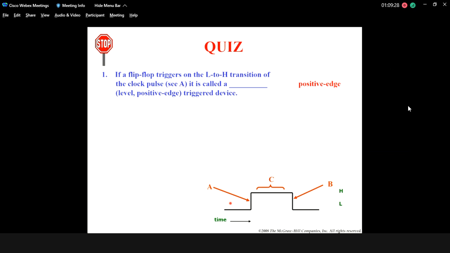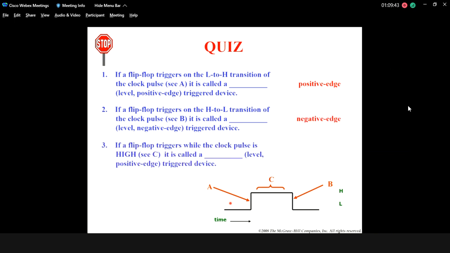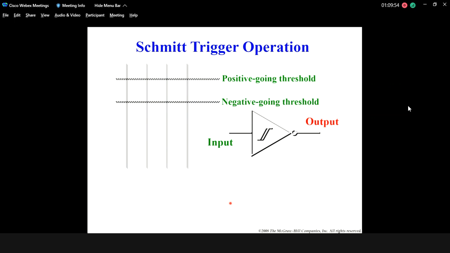Okay, so a flip-flop that triggers on the low to high transition, we name it a positive edge triggered device. If high to low, a negative edge triggered device. And if it triggers while the clock pulse is high, we say it is a level triggered device.